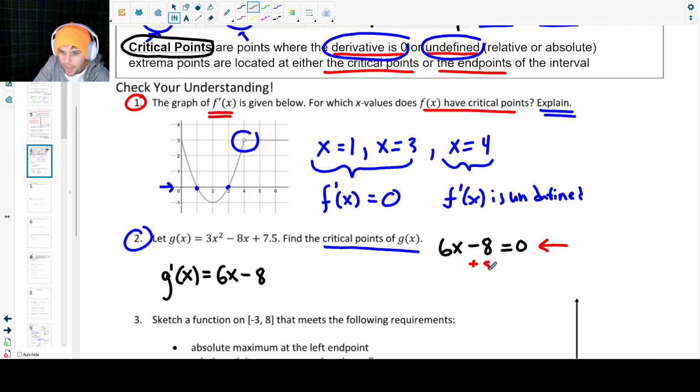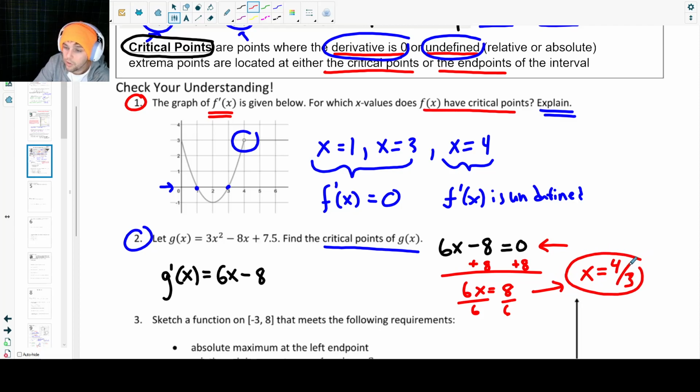So we'll add 8 to both sides. We'll get 6x equals 8, and then we'll divide by 6, and that will give us x is equal to, simplify that fraction, 4/3. So that is our only critical point, because this is when the derivative is equal to 0. We know that this being a linear graph, a line with a slope of 6, this is going to be continuous. There's going to be nowhere where it's undefined. So the only critical point we have is this one value where it happens to be equal to 0.